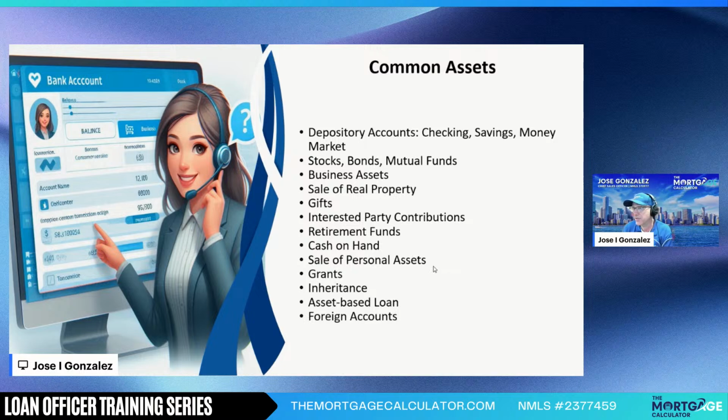Gifts, another interesting category. Definitely want to make sure that whoever's giving the gift is an authorized gift donor type for the transaction selected. Interested party contributions. Here we're talking about any person who is a party to the transaction. That could be the seller, the realtor, or the lender. Those are all interested party contributions. Typically, the one that comes into play most is the seller.